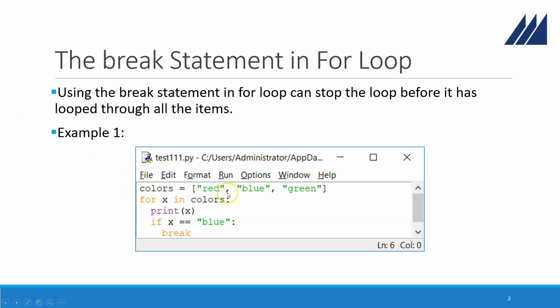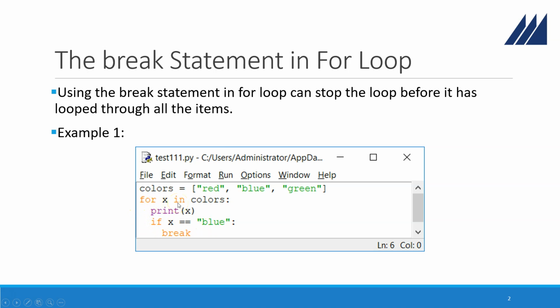Here I have a list called colors. It has three colors: red, blue, and green. Here I have a for loop, so I'm going to go through these colors one by one, which means this for loop is going to go three times, because I have three items in the list. The first time X is going to be red. I'm going to execute the body of the for loop, so I'm going to print red. After I print it, I test: is red equal to blue? It's not equal to blue, so I go back again.